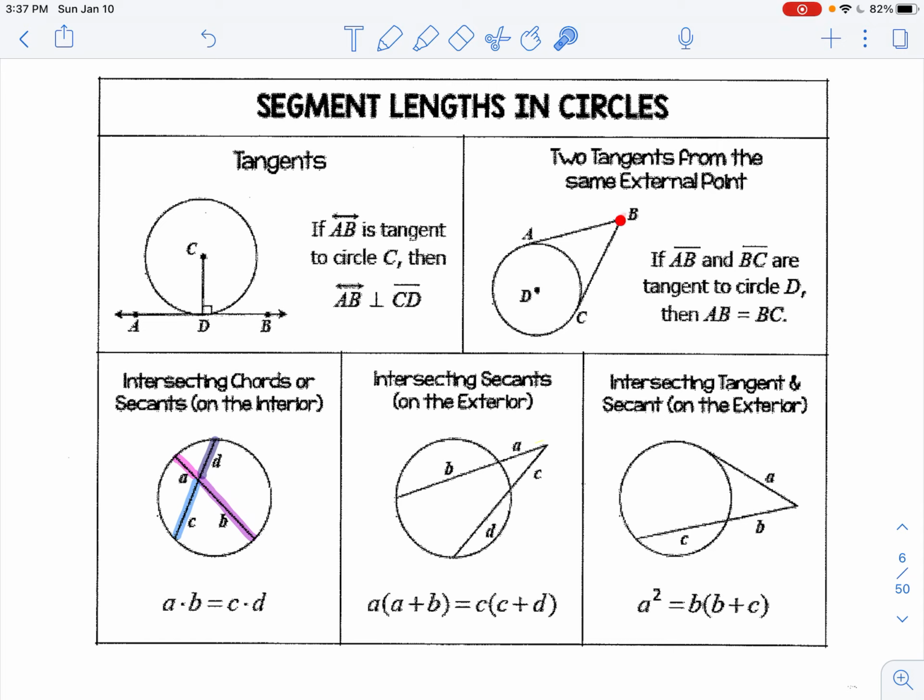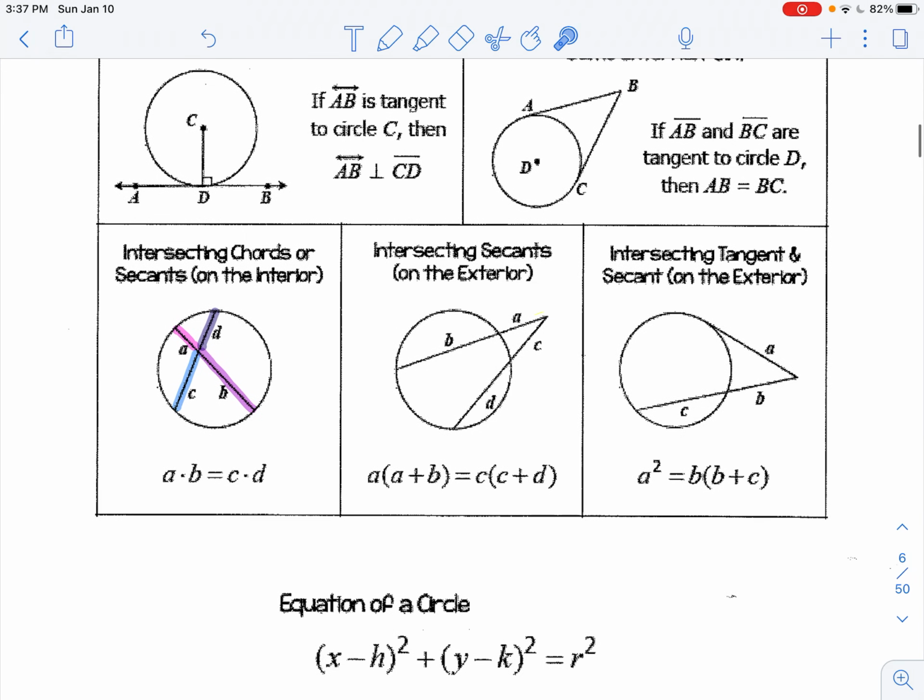Two tangents from the same external point. This point B, AB is a tangent line, BC is a tangent line. If AB and BC are tangents to the circle, then they are equal in length. AB is equal to BC.